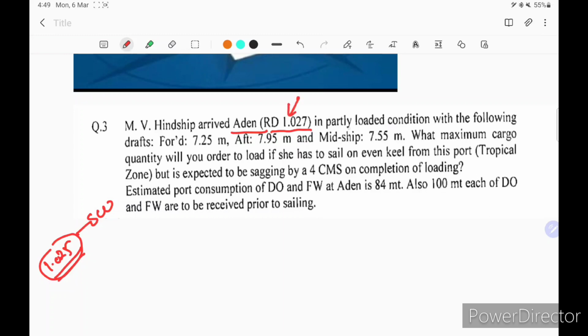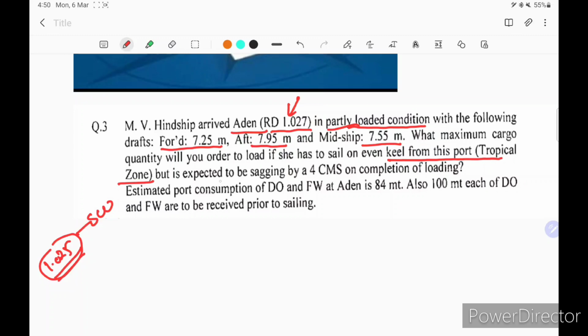The second thing is the partially loaded condition, with the following draft: forward 7.25, aft 7.95, mid 7.55. What maximum cargo quantity will you order to load if she has to sail on even keel from this port? The question is asking the maximum quantity you will order to load, so that when you sail, you will sail on the tropical zone. So what is our tropical zone draft, and where will you find it? You will find it in MV Hinship's ship's particulars.